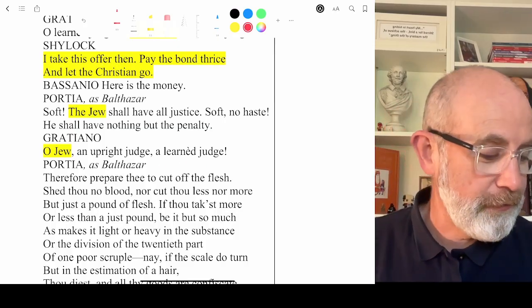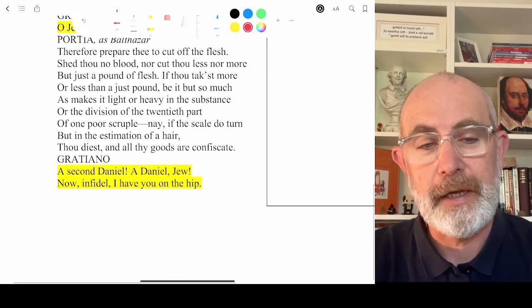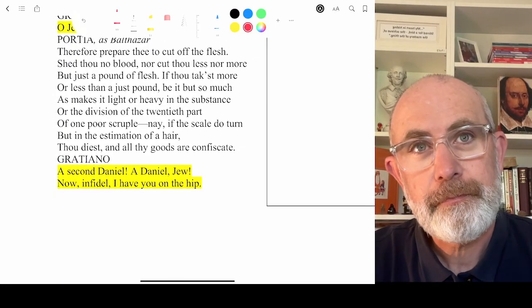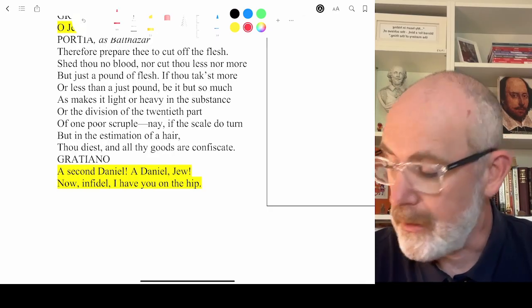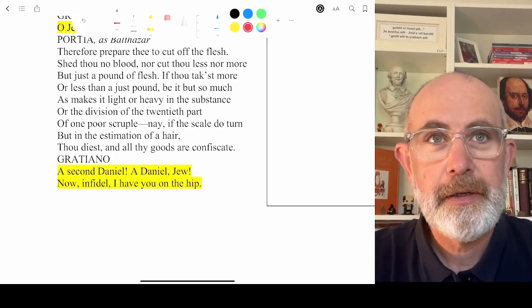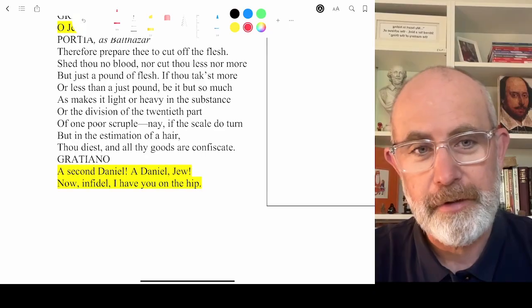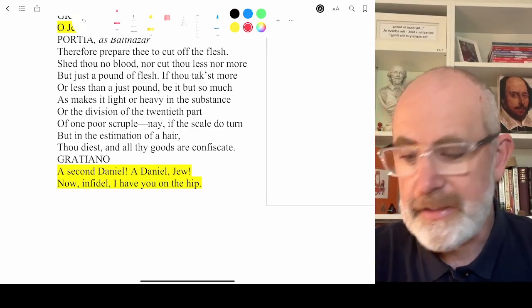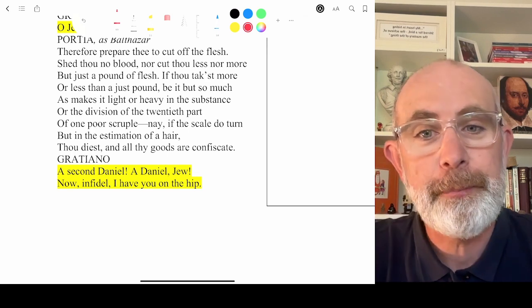See, I find this unpleasant, but it's Shakespeare reflecting the world as it was. Gratiano is celebrating. He's a horrible, horrible character, Gratiano. "A second Daniel, a Daniel, Jew. Now, infidel, I have you on the hip."